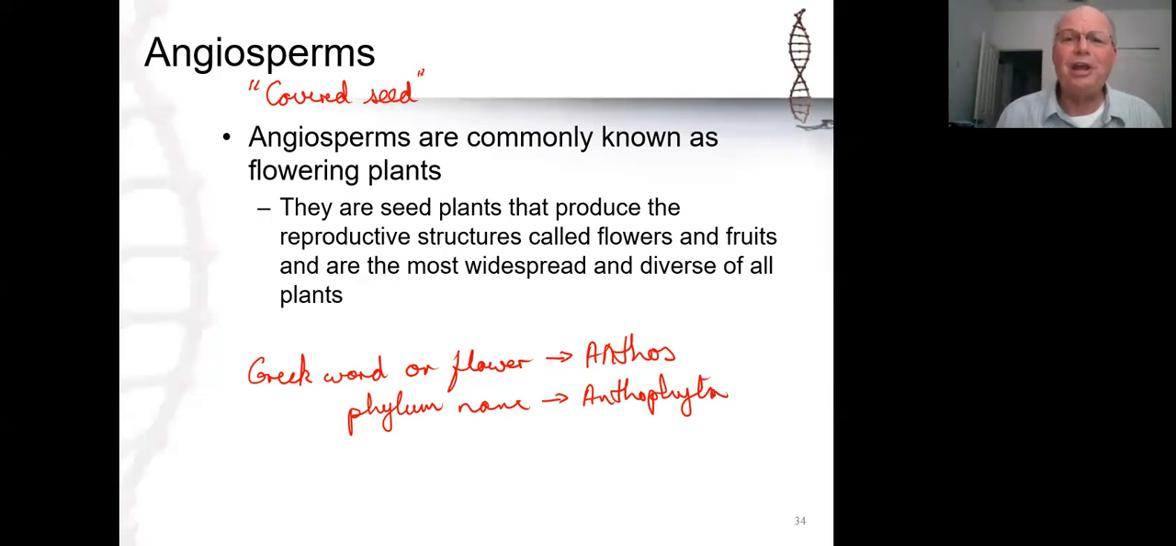But angiosperm means covered seed. And that's because the ovules now are located within a protective structure called the ovary, which is part of the carpel, which is the female part of the flower. So it all hangs together.